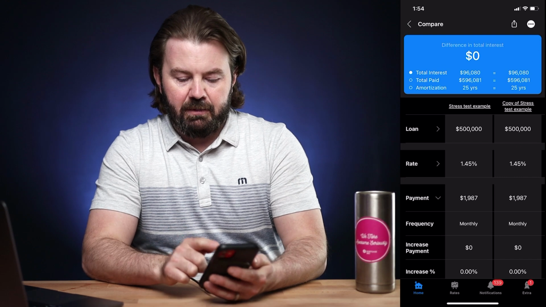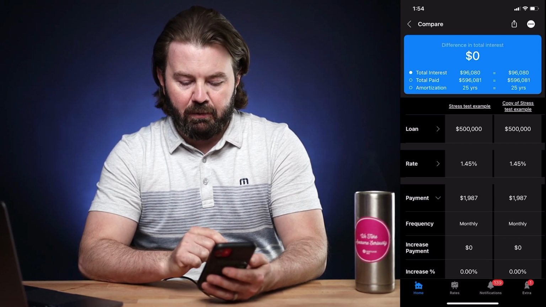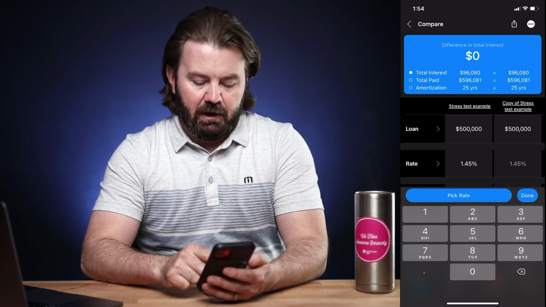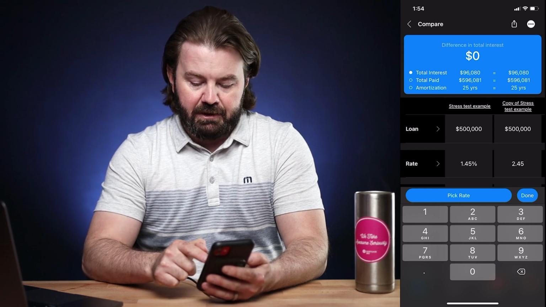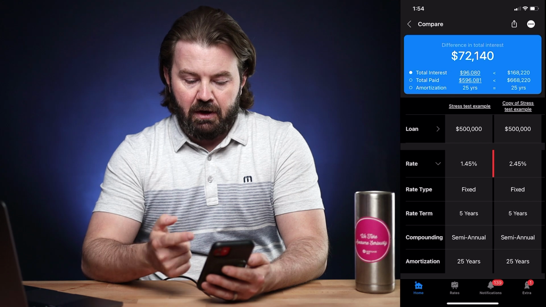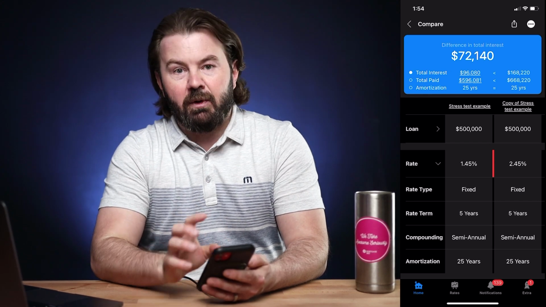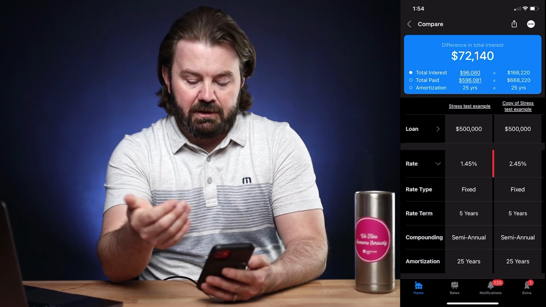So take, for example, in this scenario, we have two mortgages, both are at $500,000 and 1.45% interest rate. And we assume in scenario 2 that the interest rate is going to increase to 2.45%. So a 1% increase in interest rates. So what you can see is automatically the difference in total cost went up by $72,140. Now, again, these are numbers that aren't designed to be exact. They're designed to be used as a tool.